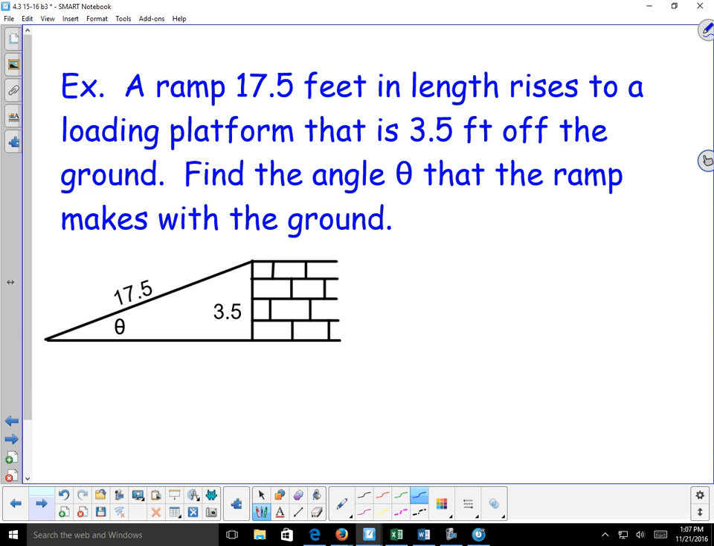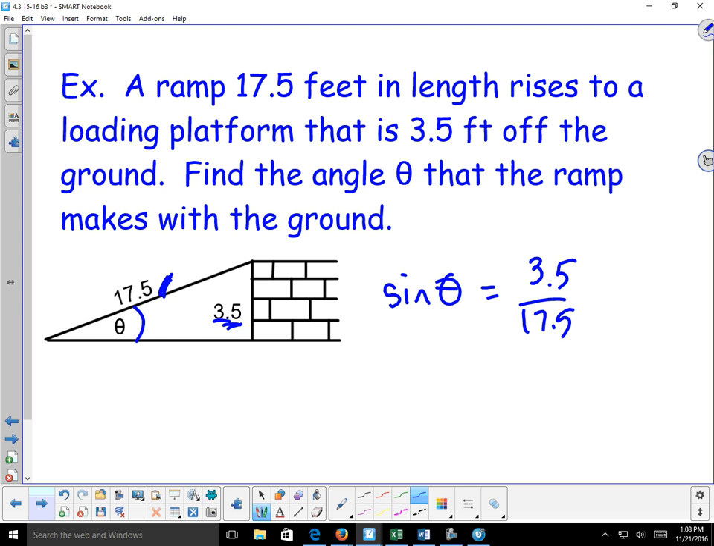Cosine. Cosine, do people agree? Sine. I hear cosine, I hear sine. Oh, it's sine, yeah. Sine, because sine is opposite over hypotenuse. This is the opposite side, this is the hypotenuse. So can we say sine of theta equals 3.5 over 17.5? Is this okay? Yeah. All right.